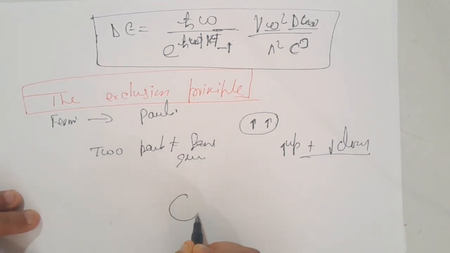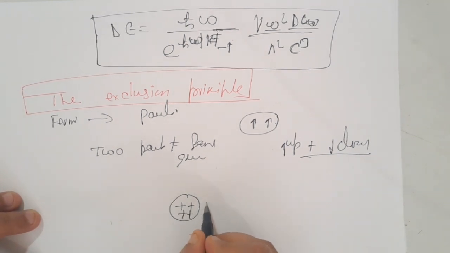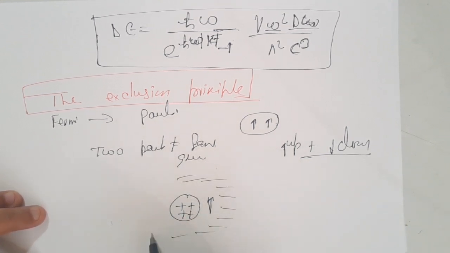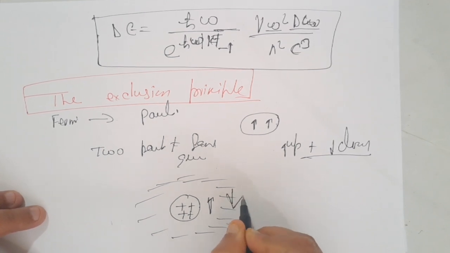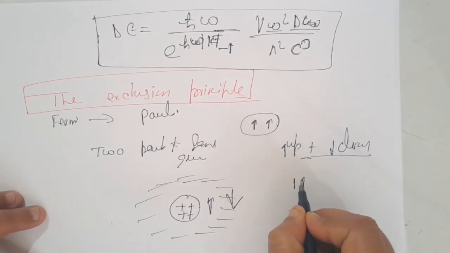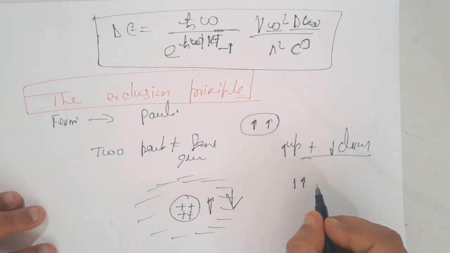So this is the nucleus. If the nucleus has spin up, then the electron which is revolving around the nucleus must have a spin down. No two electrons can have the same spin, either up or down; they have opposite spin.